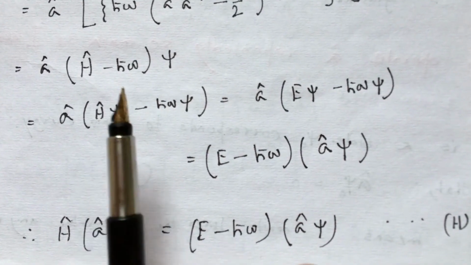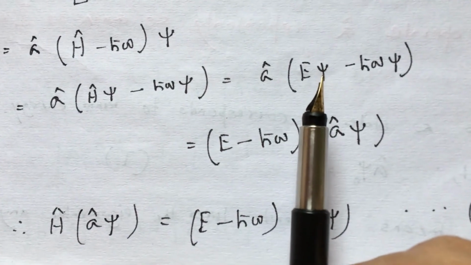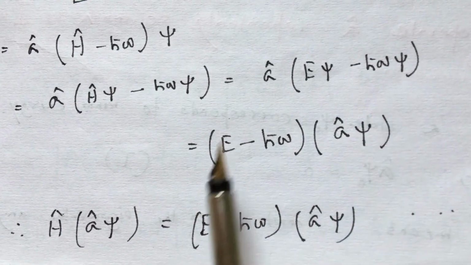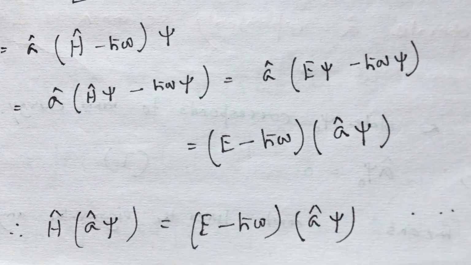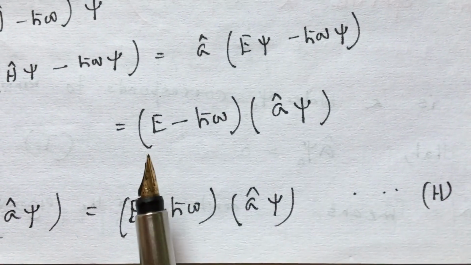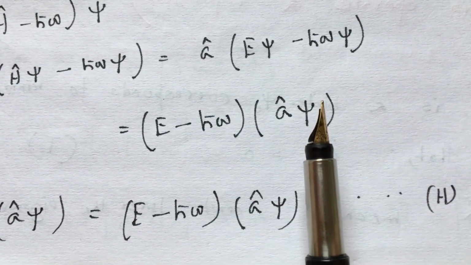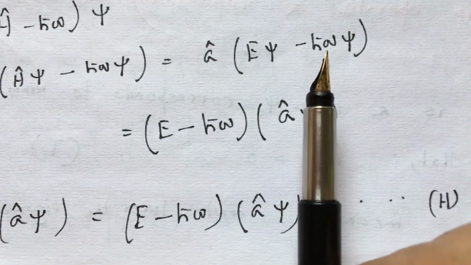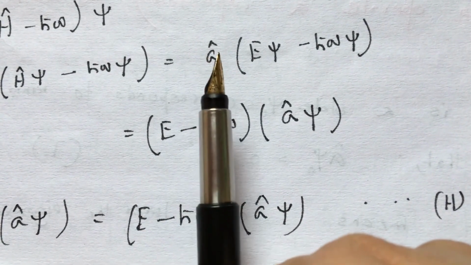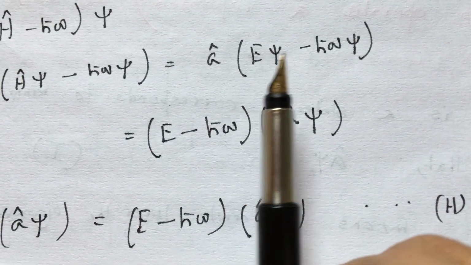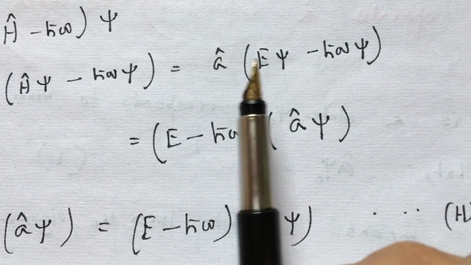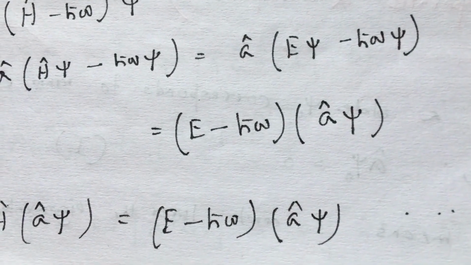So H psi equal to E psi, because this is my time independent Schrodinger equation. H cross omega psi is already there here. So I get, after arranging this, I get E minus H cross omega A psi. As E and H cross omega are numbers, are scalar quantities, so I can shuffle this A operator between E and H cross omega. Here the ordering of operator and these scalar quantities, these numbers, is not important.